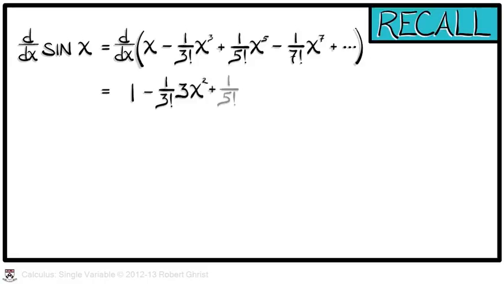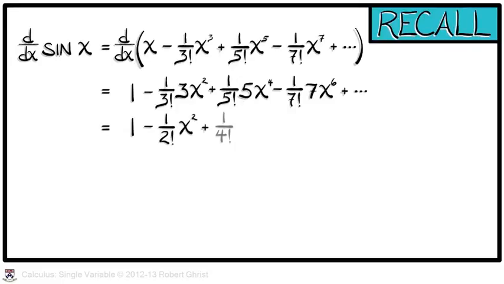polynomial. The derivative of x is 1. The derivative of x cubed is 3x squared. We must divide this by 3 factorial. The derivative of x to the fifth and x to the seventh follow the familiar pattern. With a little bit of cancellation of the coefficients, what do we see? Well, we get 1 minus x squared over 2 factorial plus x to the fourth over 4 factorial minus x to the sixth over 6 factorial, etc. This is an expression that we have very recently seen. This is our derived expression for the cosine of x.